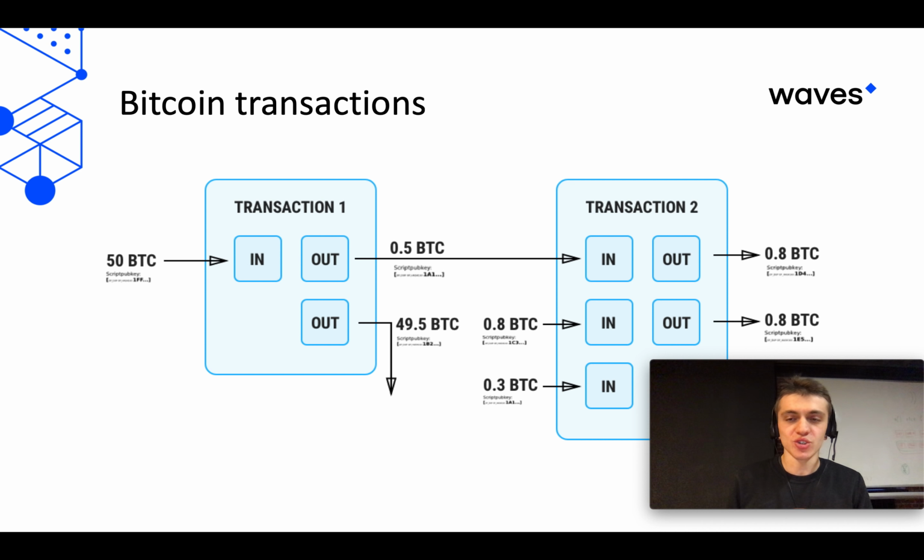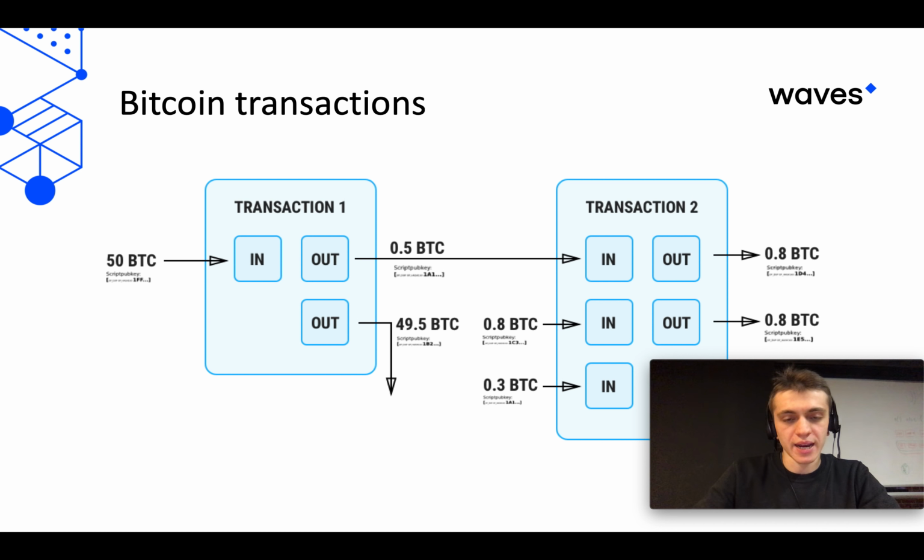Okay, so each transaction has its inputs and outputs. For example, here I'd like to make a transaction. I want to send 0.5 bitcoins to another account, to another public key.